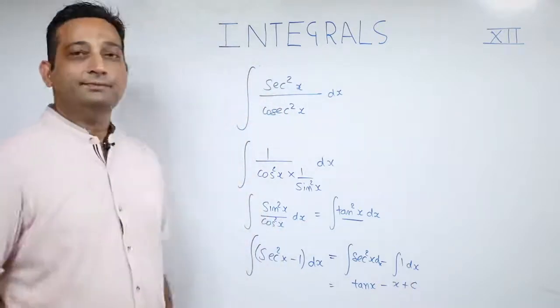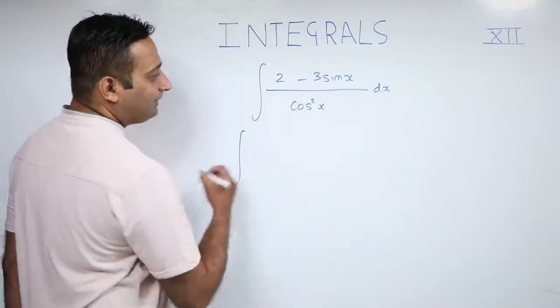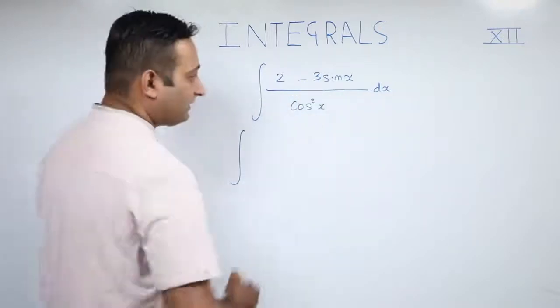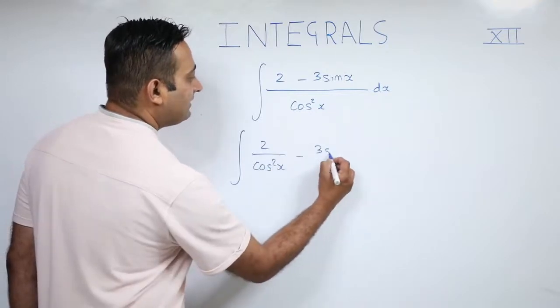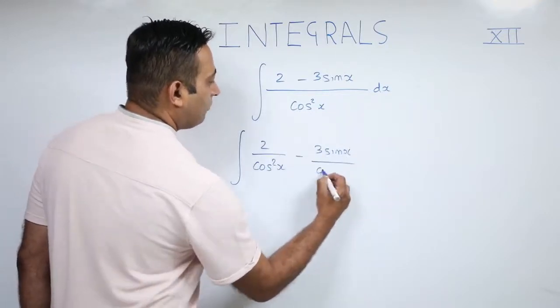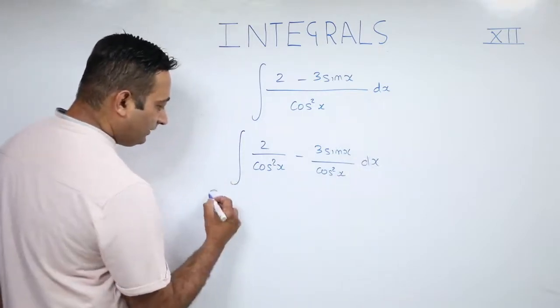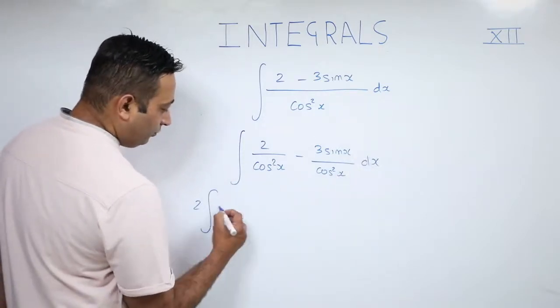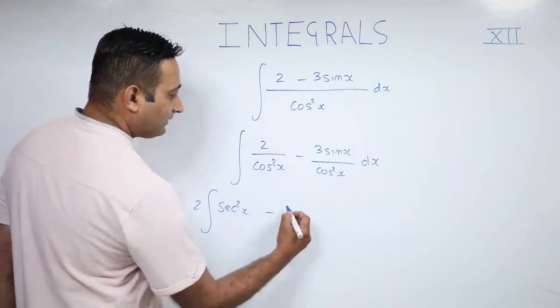This is the answer. In this function, we can see that the numerator is 2 minus 3 sin x and the denominator is cos square x. Now, we consider this function as 2 by cos square x minus 3 sin x by cos square x dx. Now, we will separate these two functions and we can get that 2 times 1 by cos square x is secant square x, minus 3.